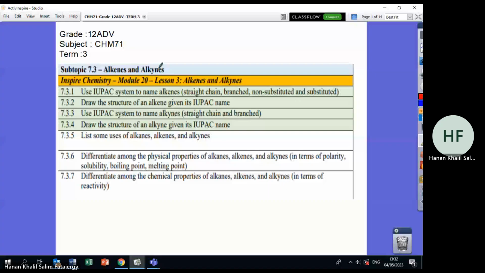Alkenes and alkynes. Now, before we start, if you want, pause the video and go through the objectives that are required for the lesson. Okay, now these are the objectives that are required for the lesson. Let's start with the first thing you need to know.